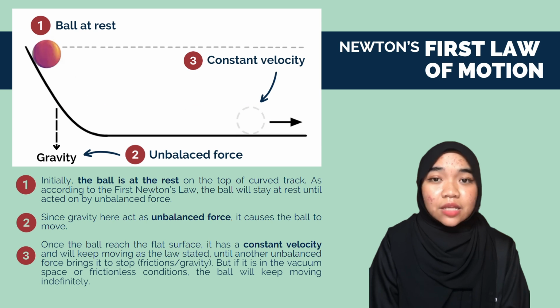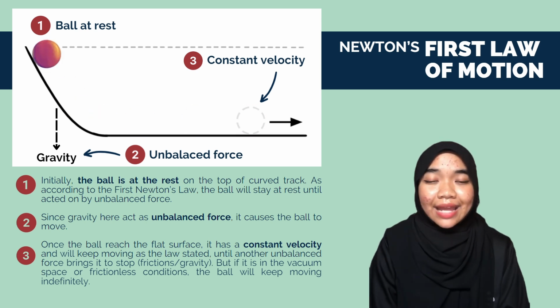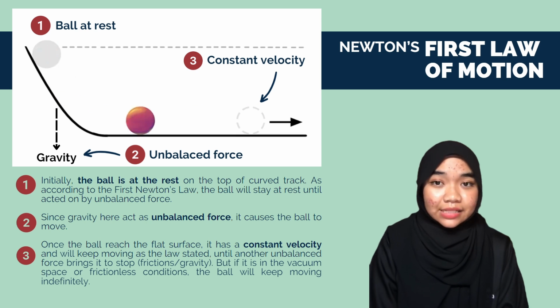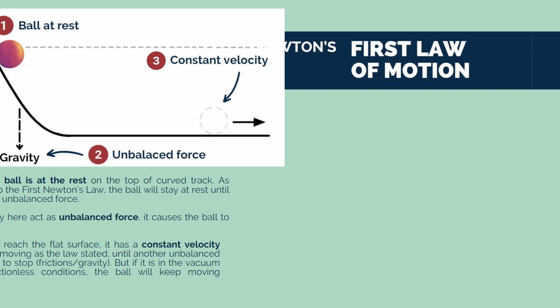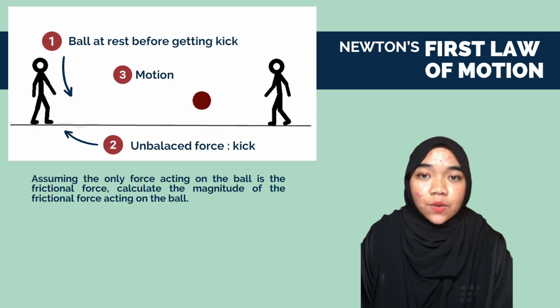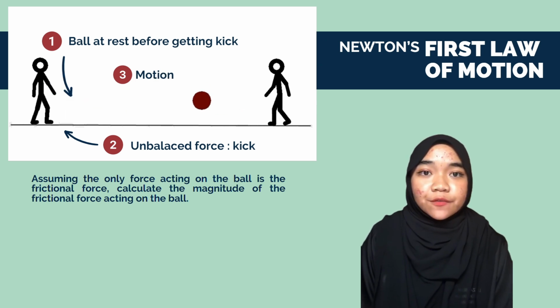An object will stay in motion unless acted on by an unbalanced force that brings it to a stop. Examples of unbalanced force here can be friction, gravity, and so on. But if it is in a vacuum space or any frictionless condition, the ball will move indefinitely. Now, let's understand more with the involvement of numbers.